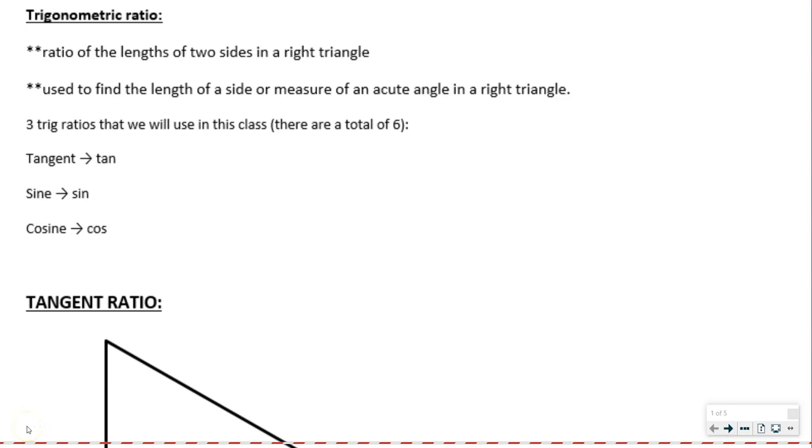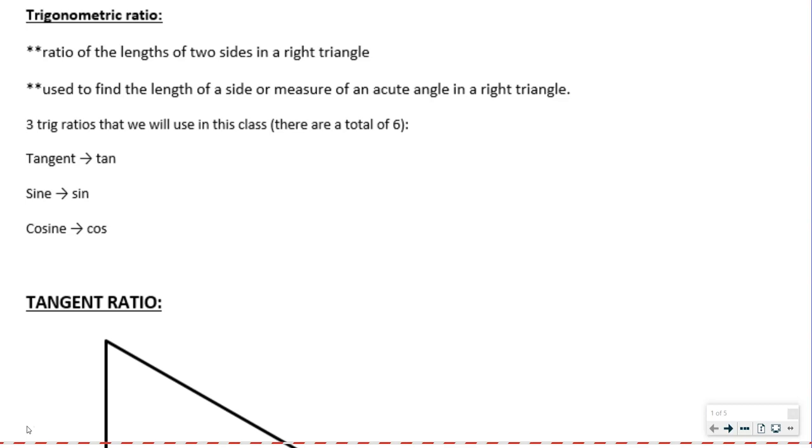All right, class. Next section is 7.5, apply the tangent ratio. So a tangent ratio is one of what we call trigonometric ratios or trig ratios. Trig ratios are ratios of the lengths of two sides in a right triangle. So we're still talking specifically about right triangles. We haven't gotten off of that yet. These are only with right triangles. And they're used to find the length of a side or measure of an acute angle in those right triangles.